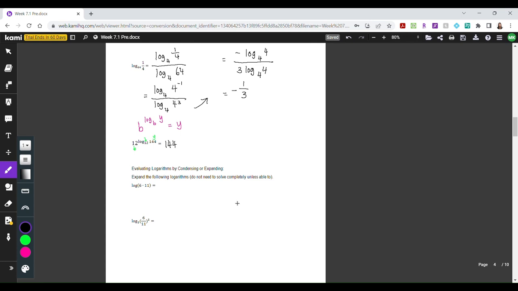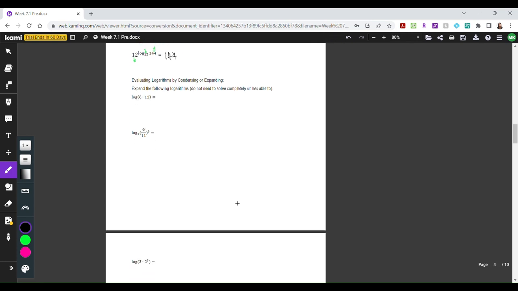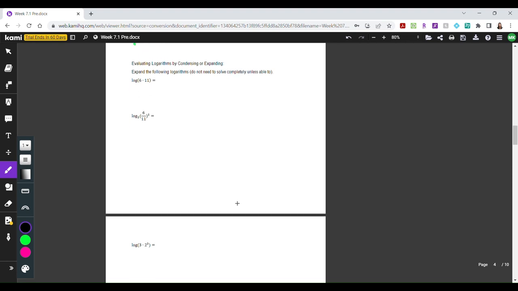Now, if you have any questions about this, send me a message or bring it to your deep dive lesson. On to the next thing. So now we're going to learn how to evaluate logarithms by condensing or expanding them, which is pretty helpful at times depending on the question, because sometimes you would need to condense it together, which means putting it into a single logarithm. Sometimes you need to expand it, which means breaking it up into more. So we're just going to practice a bit on how to do that, using the rules and properties that we learned before.